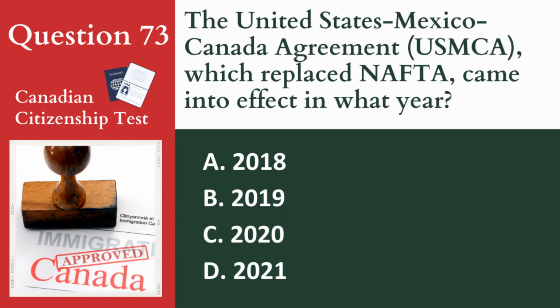Question 73. The United States-Mexico-Canada Agreement, USMCA, which replaced NAFTA, came into effect in what year? A. 2018. B. 2019. C. 2020. D. 2021. Answer: C. 2020. The USMCA came into effect on July 1, 2020, after all three countries completed their ratification processes.